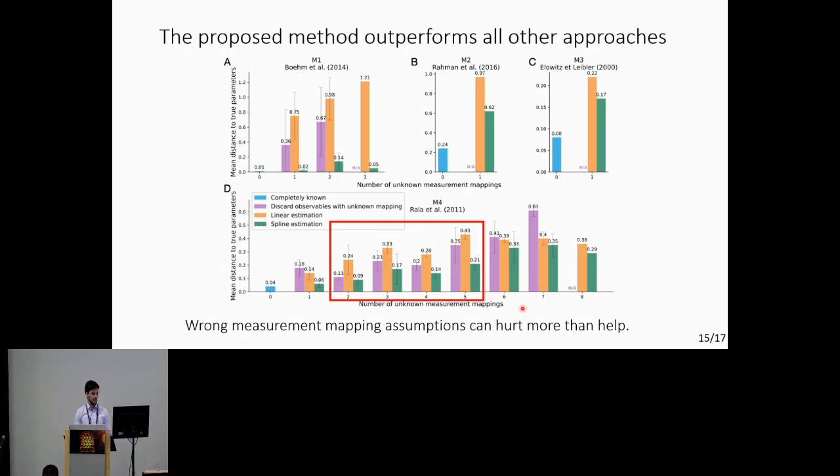This is a funny thing that we noticed: in some cases, if you just discard the data with the unknown measurement mappings, it is better than using a false method, so not a good approximation, which is the linear method. So it kind of shows that having a wrong assumption of measurement mapping can sometimes do more bad stuff than good stuff, right?